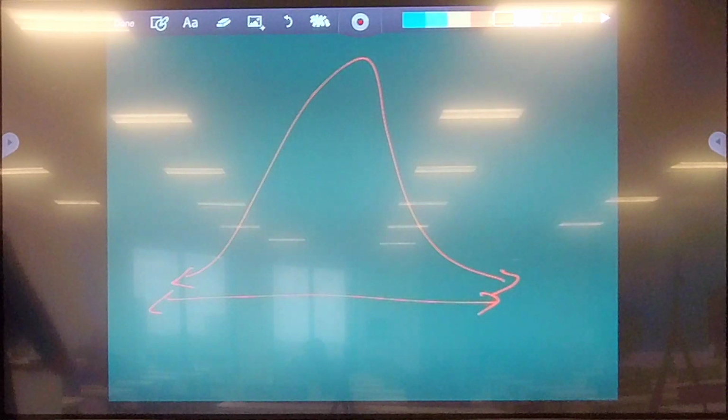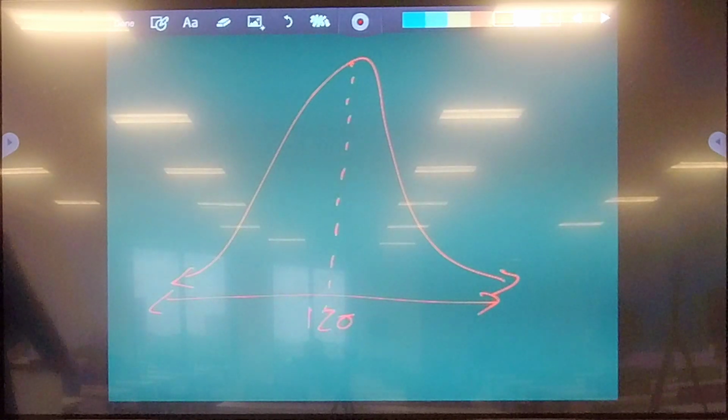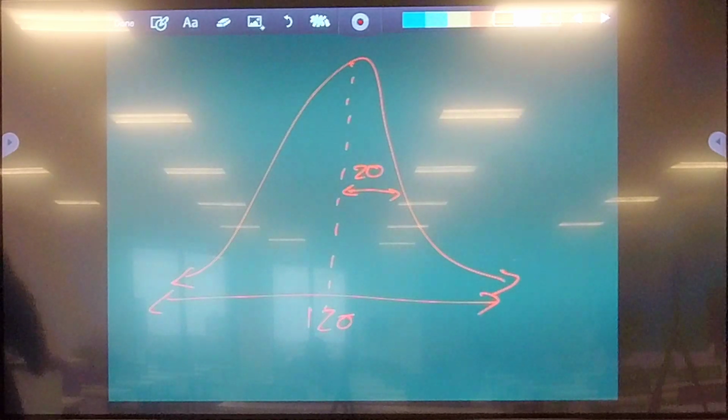Take blood pressure, for example. It's going to have 120 as the median. And the standard deviation is really 19, but it's a lot easier to say 20, just for an example.